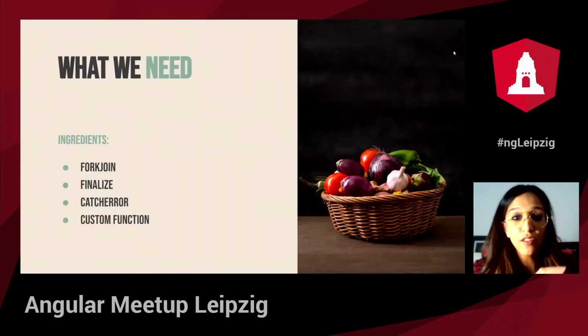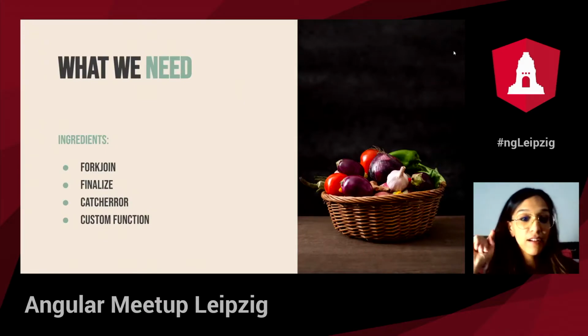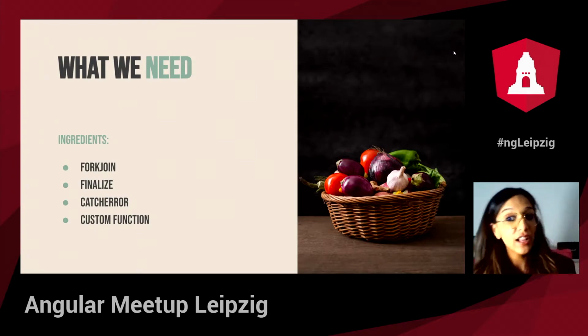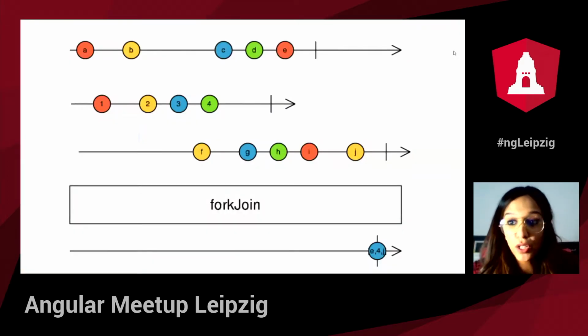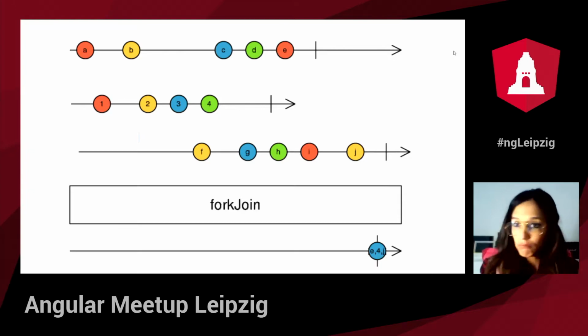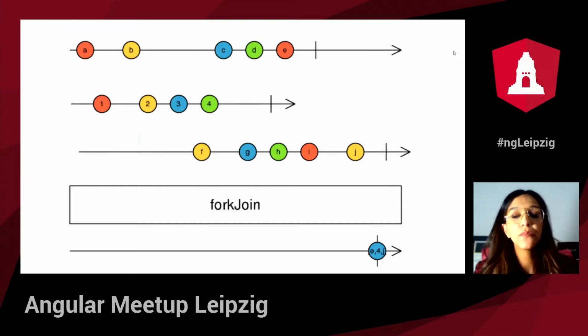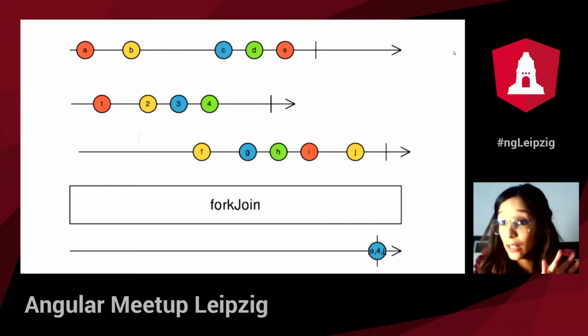And those are the ingredients we need in order to solve this. We need the forkJoin, finalize, and catchError operators and a custom function. So let's start with forkJoin. This operator falls under the category of combination operators. Whether you want to combine streams, you may think of it as a candidate, or you can search among others. But in our case, forkJoin is the candidate, and why?